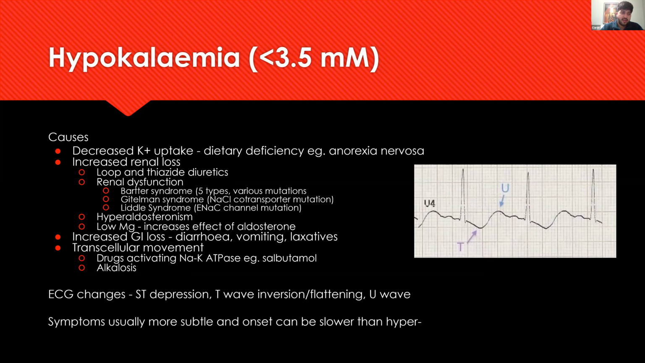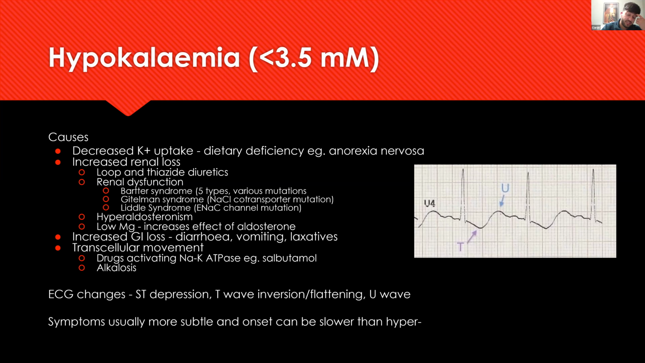Now, on the flip side, hypokalemia may be caused by dietary insufficiency of potassium, for example in anorexia nervosa, or increased renal losses of potassium. That could be due to loop or thiazide diuretics, because as mentioned, these increase the delivery of sodium to the distal convoluted tubule, and as a result more sodium is reabsorbed at the expense of potassium being lost across the apical membrane, resulting in hypokalemia.